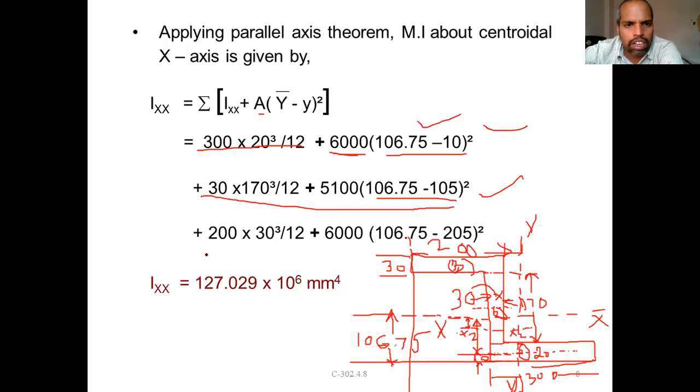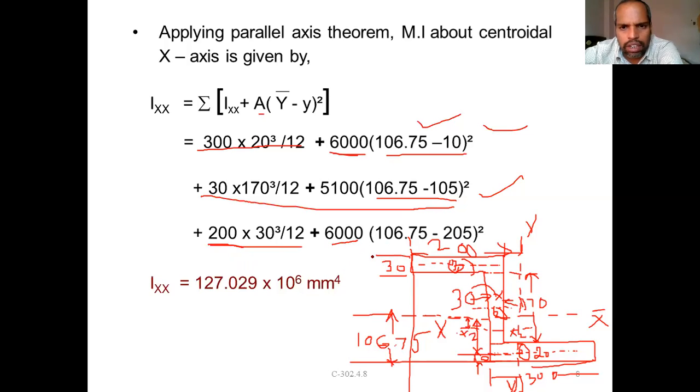Similarly, figure 3. The third figure is this one, which is nothing but 200 into 30 cube by 12. So it is b d cube by 12 about its centroidal axis, that is 200 into 30 cube by 12. Plus 6,000, where 200 into 30 is 6,000, the area.